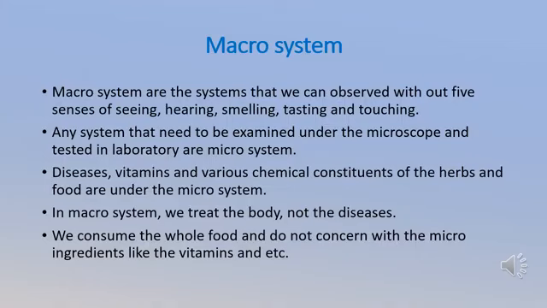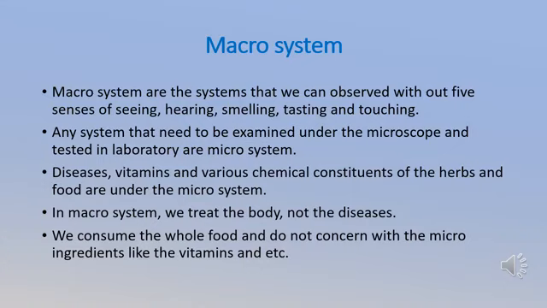In the first chapter, we talked about the macro system. The macro system is a system that you can observe with our five senses of seeing, hearing, smelling, tasting, and touching. All systems that need to be examined under the microscope and tested in the laboratories are the micro system. For example, for diseases you need to do blood tests and so many tests in the laboratory. They are micro systems. Vitamins and many of the chemical constituents of herbs and food are under the micro system.